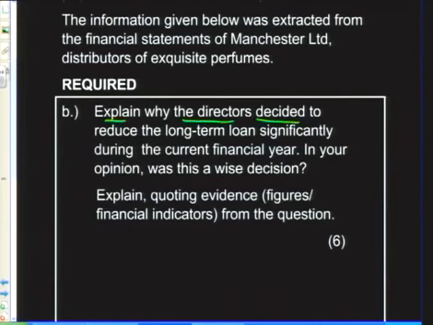Let's look at the first question. Explain why the directors decided to reduce the long-term loan during the current financial year. For that, we need to go to our balance sheet. My loan last year, remember 2008 was the previous year, my long-term liability for the previous financial year was 1,525,000, and it has dropped quite a lot in this financial year to 300,000, which clearly is an indication that you've paid towards the loan. Now, the question is asking why you think the directors decided to reduce the long-term loan.